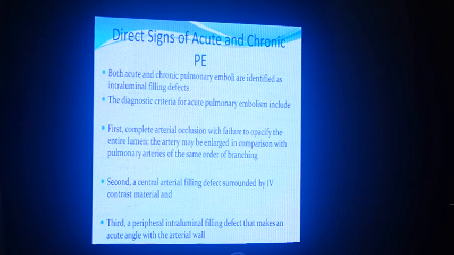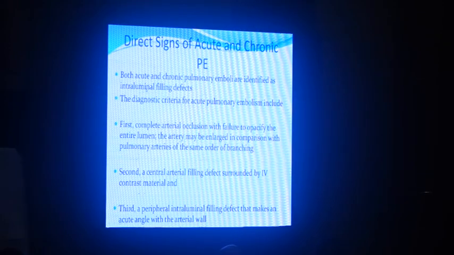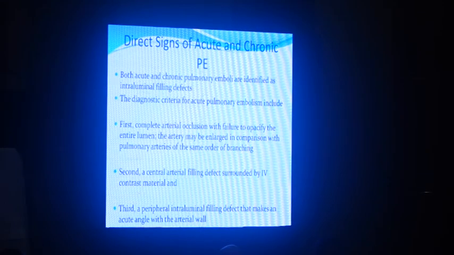Okay, what are the direct signs? Both acute and chronic pulmonary emboli are identified as the intraluminal filling defect. The term is called filling defect in CT pulmonary angiogram. If a filling defect is there, the artery will be expanded, enlarged. Second, there will be a central arterial filling defect, with contrast material surrounding it. How it looks in a film, I will show you.